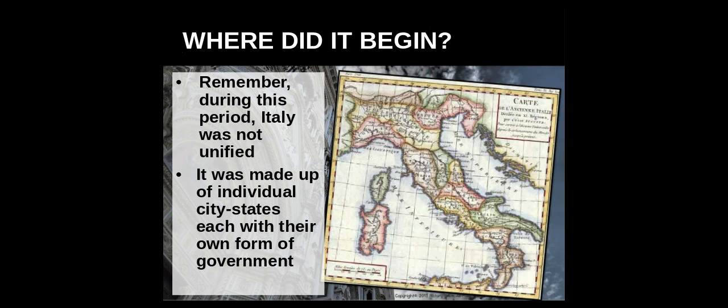Each individual city state had their own form of government. Something we've talked about in the past is that a lot of times this didn't work when people lived in really close quarters, close to each other, and had different forms of government. There seemed to be a lot of fights and a lot of battles. So we'll look, as time goes on, at how long it takes for Italy to become unified.